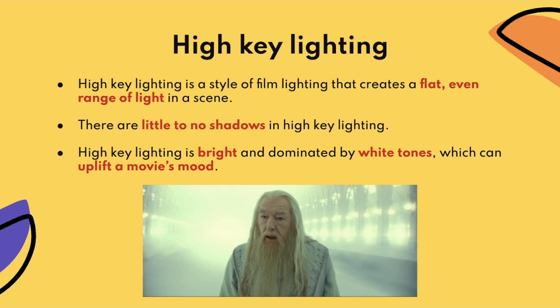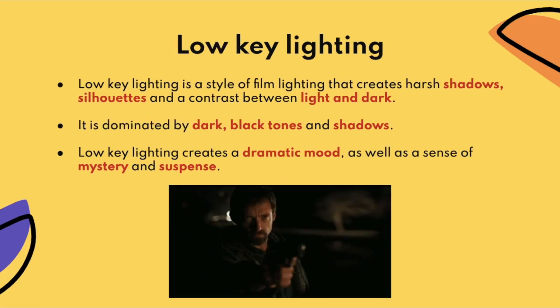If you look at that picture of Dumbledore in the Harry Potter series, you'll notice that it's very bright. It's very much dominated by white tones and white colours, and there are practically no shadows at all. So a good way to remember high key lighting is that it's always bright, it's got lots of white colours and tones, and there are practically no shadows. Because of that, high key lighting is often used in scenes to create a positive, uplifting mood.